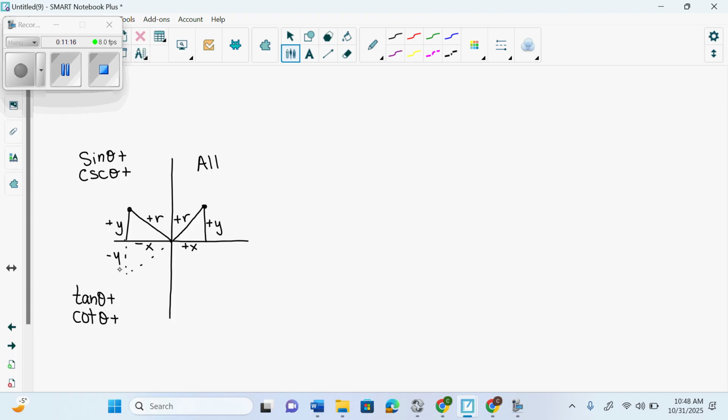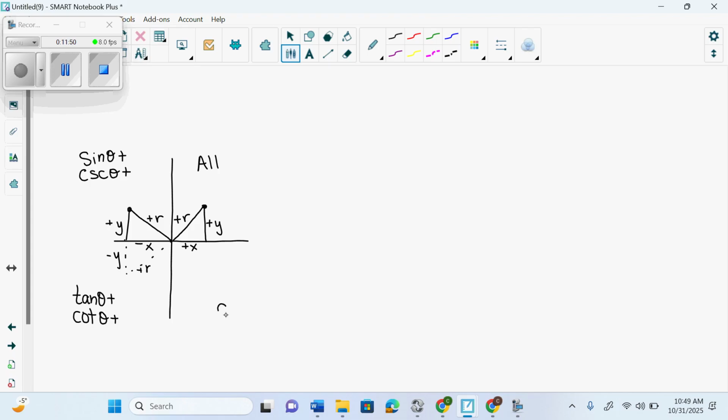Well, y is negative here, x is negative here, r is positive, correct? Tan is y divided by x. Negative y divided by negative x. What happens when you divide two negatives? You get a positive. Negative x divided by negative y, you get a positive. If I do sine, it's negative y divided by r. That's a negative. Cosecant is positive r divided by negative y. And if I did cos, it would be negative x divided by r, which is negative. So it's because you're dividing different values. Some are positive, some are negative, correct?